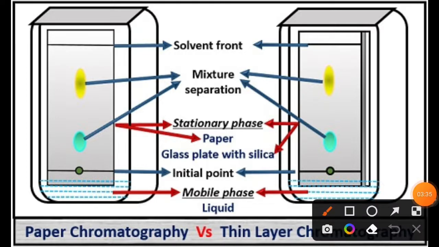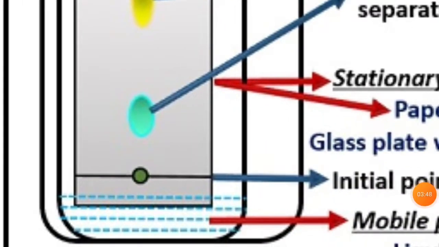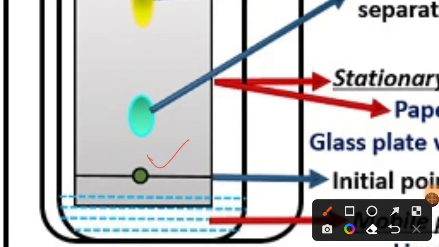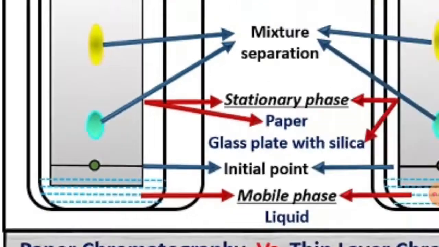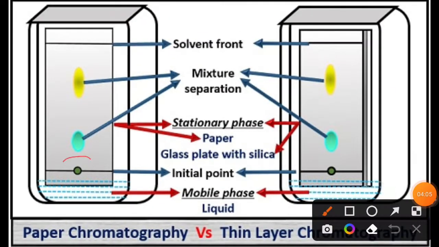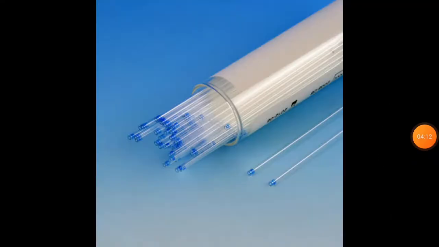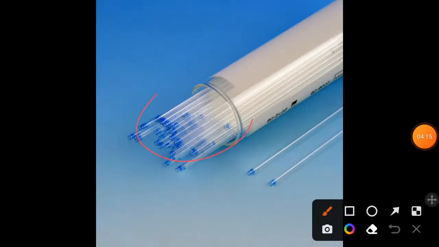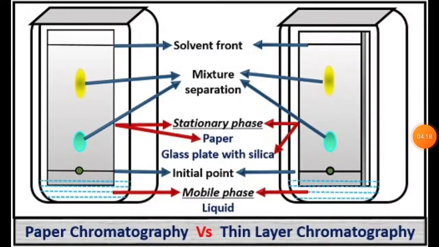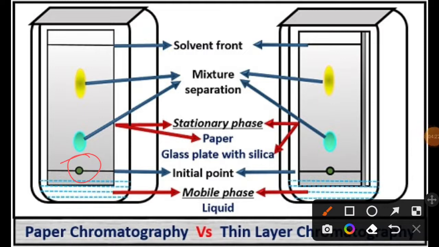Here the stationary phase is a chromatographic paper, and the mobile phase will be this small dot. This small dot is nothing but our sample dissolved in a solution, that means it is a mixture of solution and our sample, and we will put that dot of the sample with the help of capillary tubes. This is a picture of a capillary tube with the help of which we will put a small dot of the mixture of sample along with the solution.